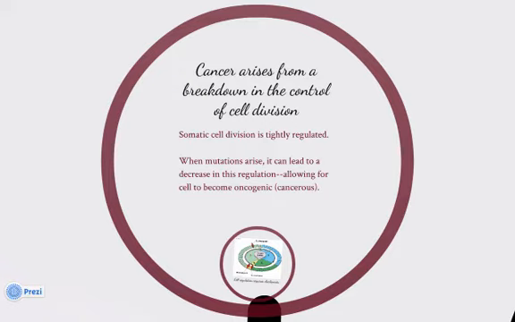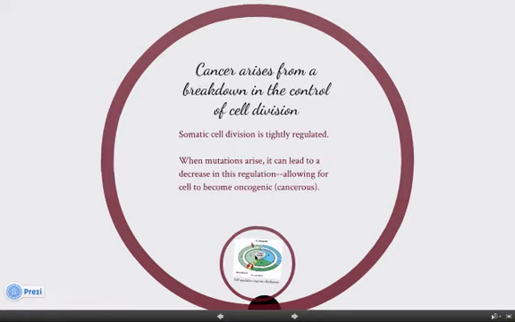However, when mutations arise, and they can be from environmental factors, genetic predisposition, or certain behaviors that we partake in, some of these mutations can be quite deadly because they can lead to dysregulation of cell division, allowing a cell to become oncogenic or cancerous. And sometimes it can even allow for the turning on of what we call oncogenes, which are genes that actually promote the development of cancer.